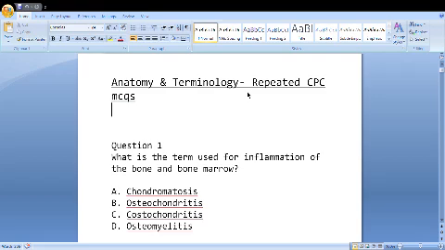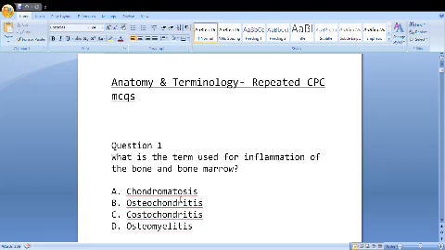Anatomy and terminology repeated CPC MCQs. This is a very common question in the CPC exam, so note it down. Remember, this is often repeated. So question number 1, what is the term used for inflammation of the bone and bone marrow?